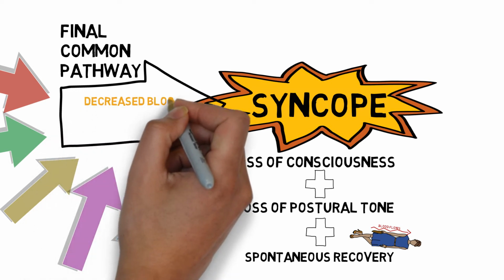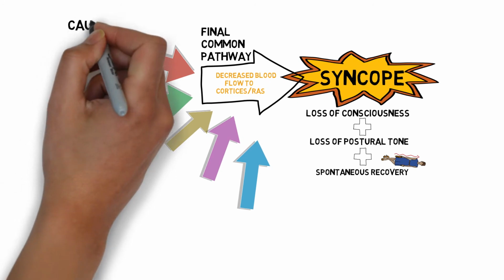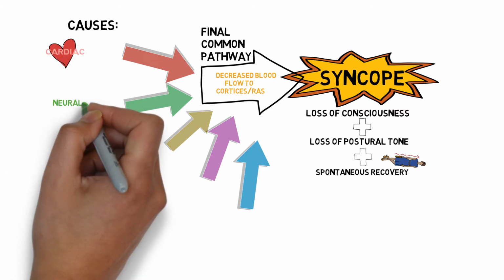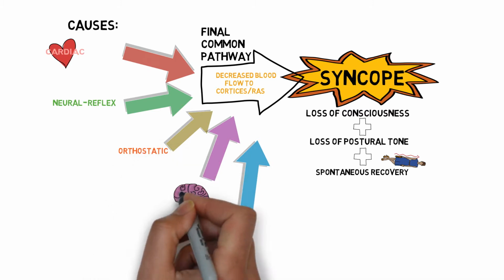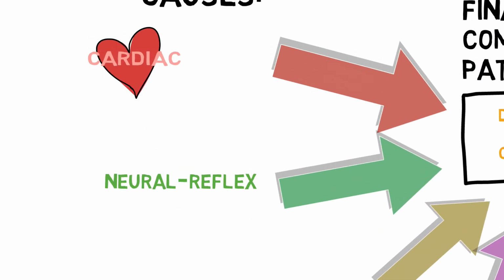There are many causes of syncope, but there's only one final common pathway, and that is decreased blood flow either to the cerebral cortices or the reticular activating system. There can be many different reasons for this decreased blood flow state, but let's focus on just the 5 major categories: cardiac, neural reflex, orthostatic, and then less commonly, neurological causes, as well as psychiatric or behavioral causes.